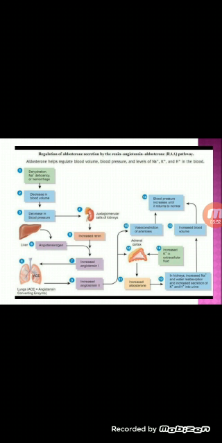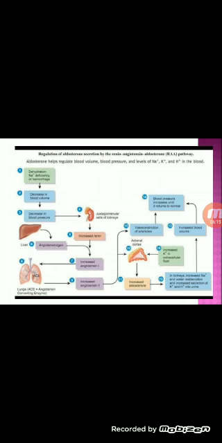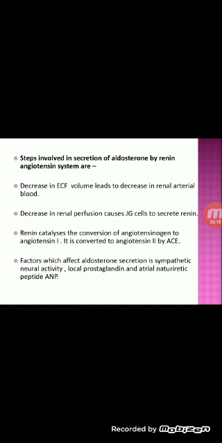This angiotensin 2 causes the adrenal cortex to produce increased aldosterone, and in the kidney, increased sodium and water reabsorption and increased secretion of potassium and H plus take place. This leads to increased blood volume and blood pressure is restored. This is how the regulation of aldosterone takes place by the renin-angiotensin system.